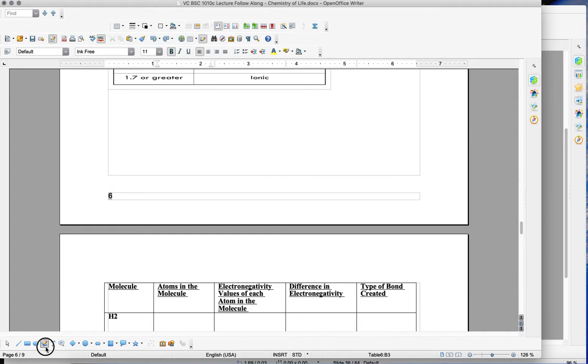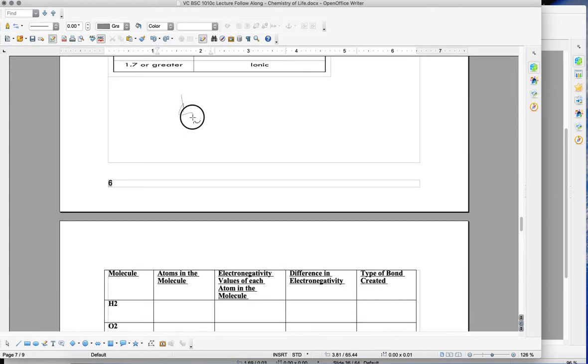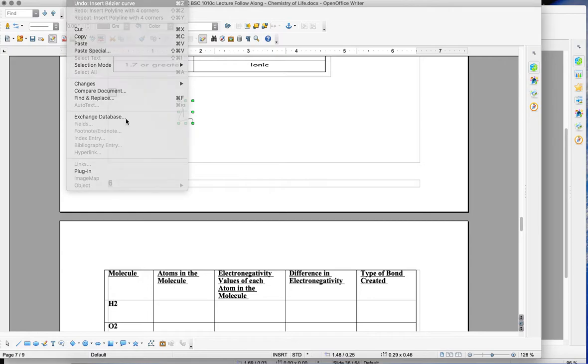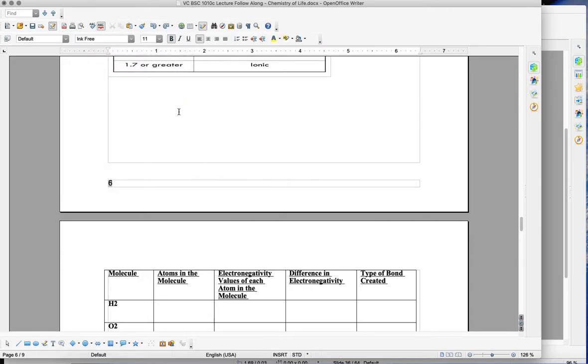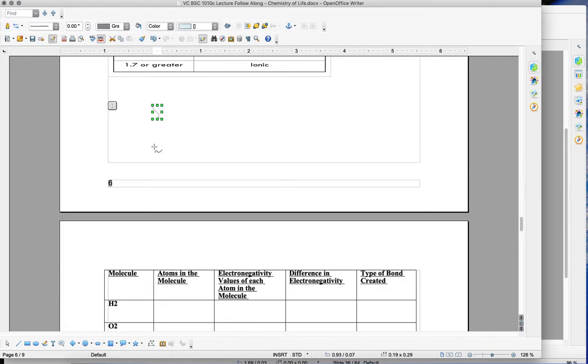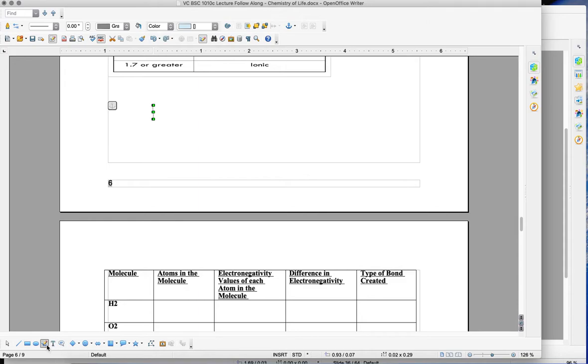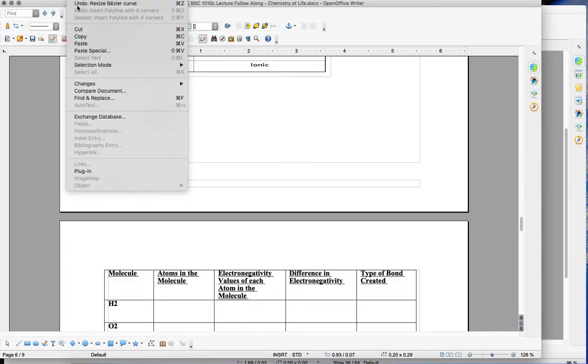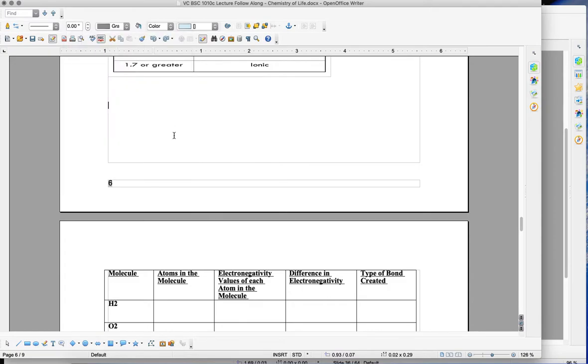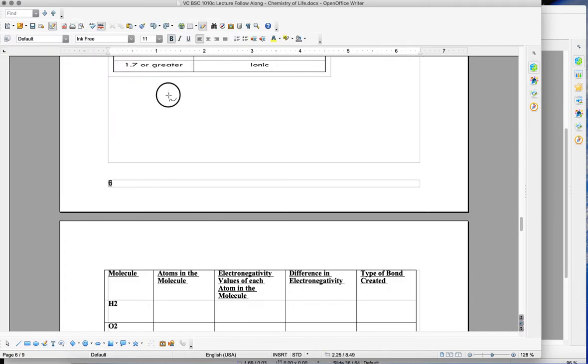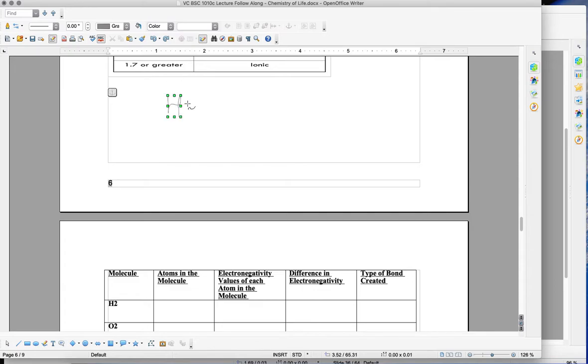Let's go up here to do this one. Once I get this tool working. Okay, so H does not like me today. H, nope. Try one more time. H. Okay, good. Thank you. H and H.